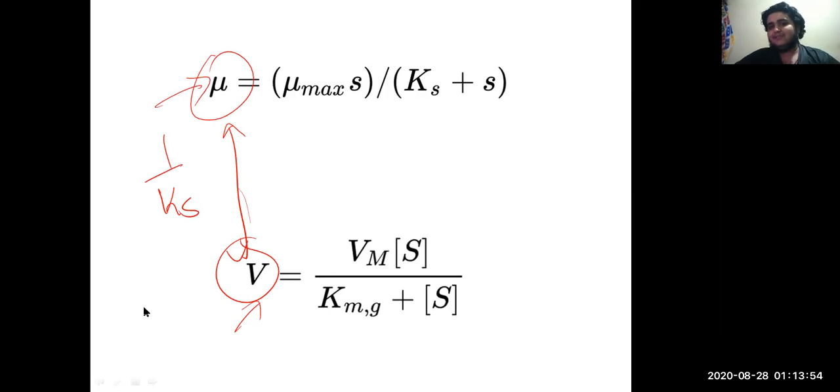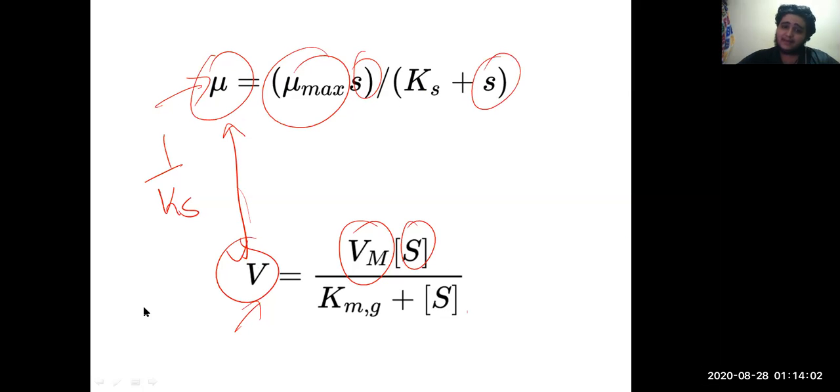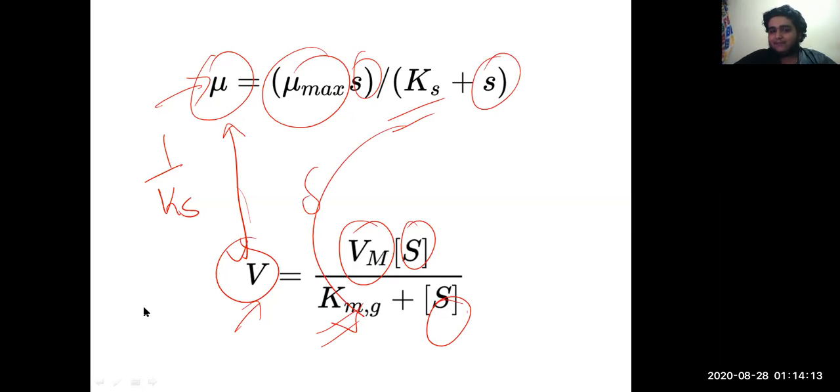This is rate of change of concentration, right? Again, they both have a maximum rate of change multiplied by the substrate concentration. They both have substrate concentration in the denominator, and they have different constants, but these two constants are related by, I mean, the factor that relates these two is delta, right?